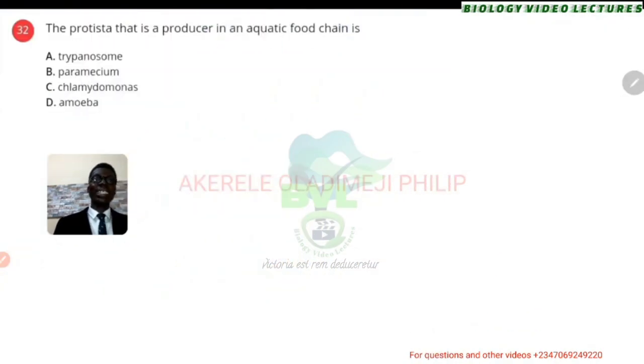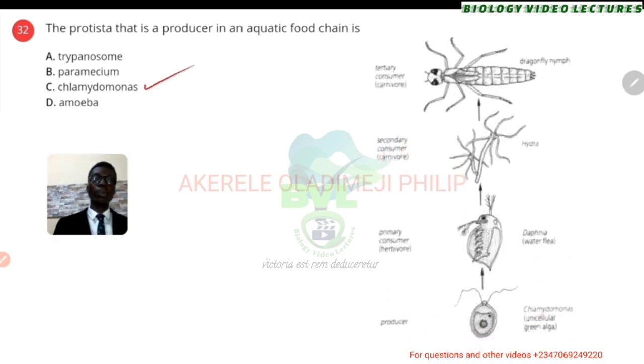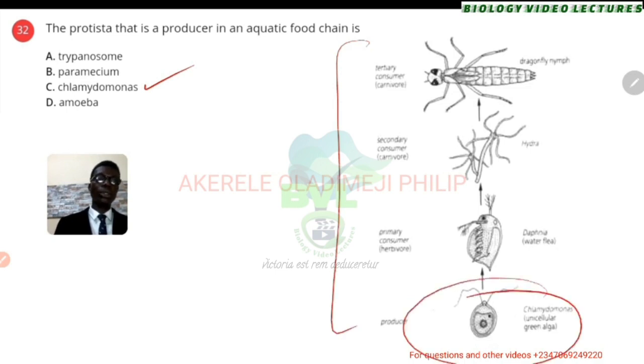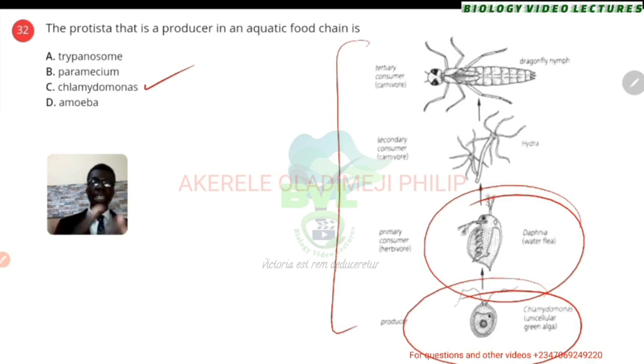The protista that is a producer in an aquatic food chain is, of course, protists. You know, protists basically, some are photosynthetic, some are heterotrophic in nature. So in this regard, the only one from these options that has chlorophyll or chloroplast is Chlamydomonas. This is found in fresh water. So this is the primary producer which is eaten by the primary consumer, and all of that.